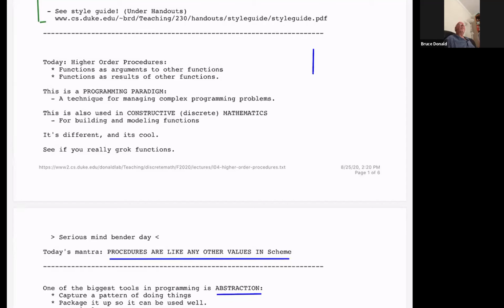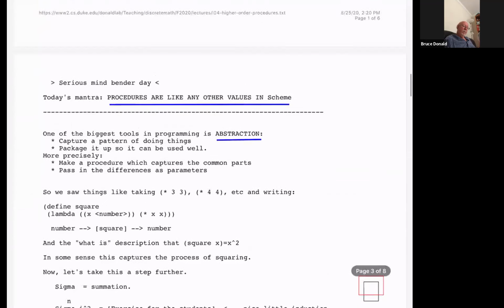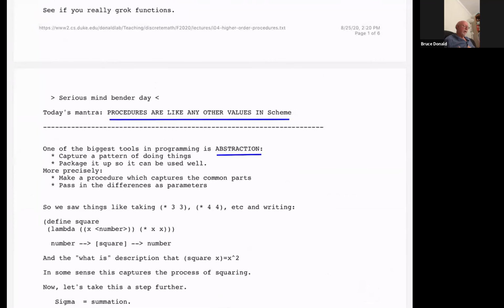You can pass them around, return them, put them in data structures, and so forth. So to motivate this, really what we're talking about today is a technique for abstraction. We want to capture, what do we do in abstraction? You've seen this, of course. We want to capture a pattern of doing things and package it up so we can use it later, and use it well.